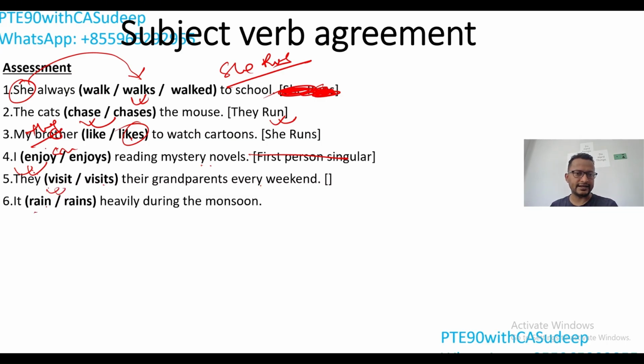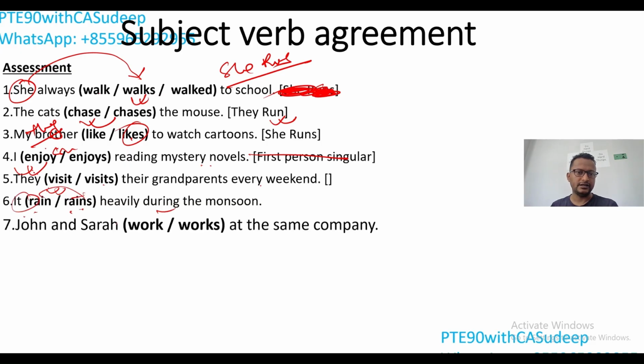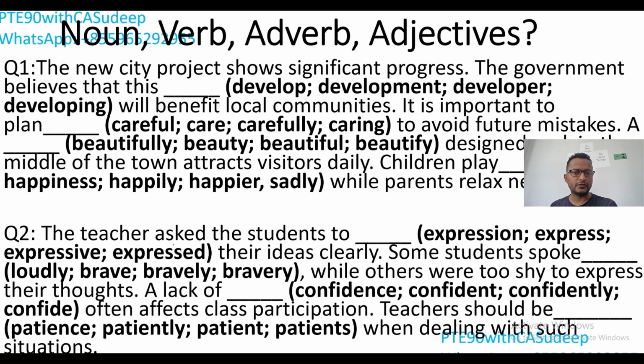It rain or rains? It is singular. That's why rains. It rains every day during the monsoon, right? So this is John and Sarah walk or walks. John and Sarah is like they. They walk at the same company, not walks. They walk, right? So this is how you can do it on your own.